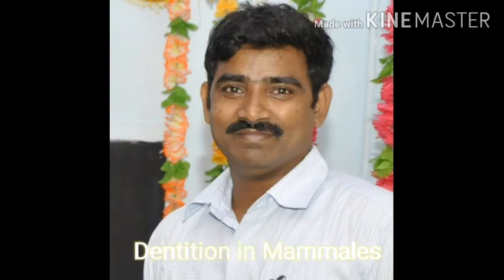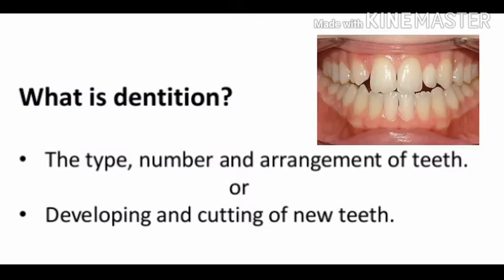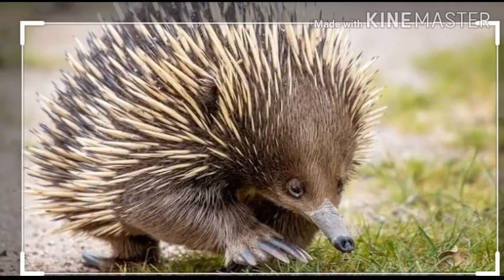Hi dear students, today I am going to talk about one topic from zoology, that is dentition in mammals. The study of arrangement, structure, number and types of teeth is collectively known as dentition. Teeth are represented in fetal as well as in adult conditions of mammals.